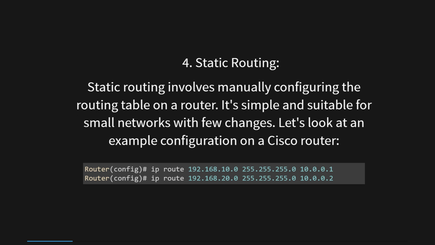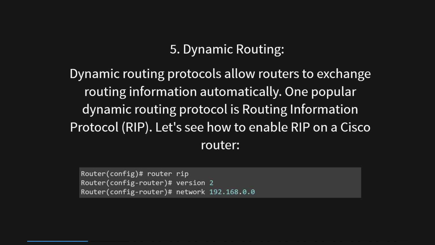In such cases, dynamic routing protocols like OSPF or BGP are more appropriate as they can adapt to network changes automatically. Dynamic routing is a network routing technique that enables routers to automatically exchange routing information, allowing them to adapt to changes in network topology dynamically. One widely used dynamic routing protocol is the Routing Information Protocol, RIP. Enabling RIP on a Cisco router involves a few simple steps.